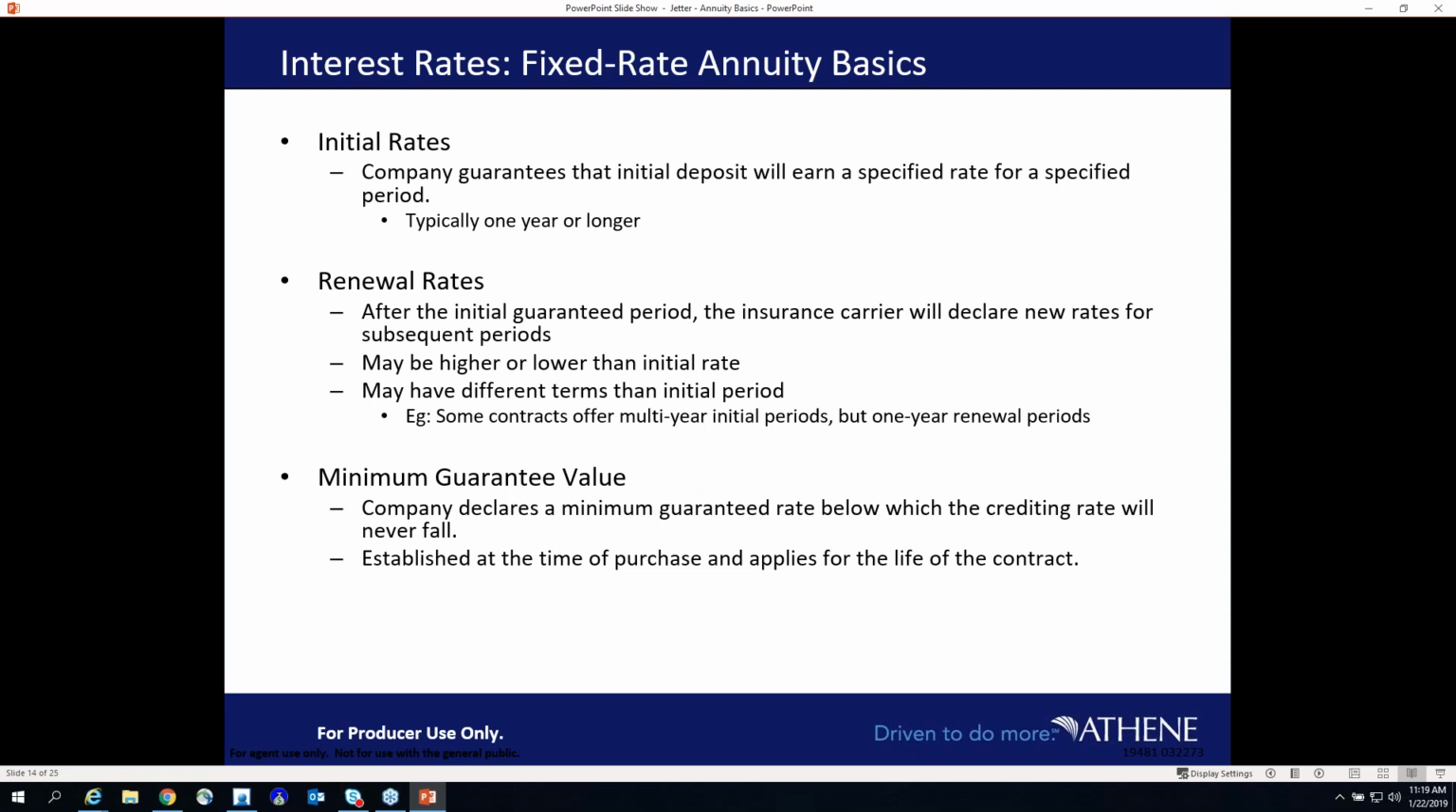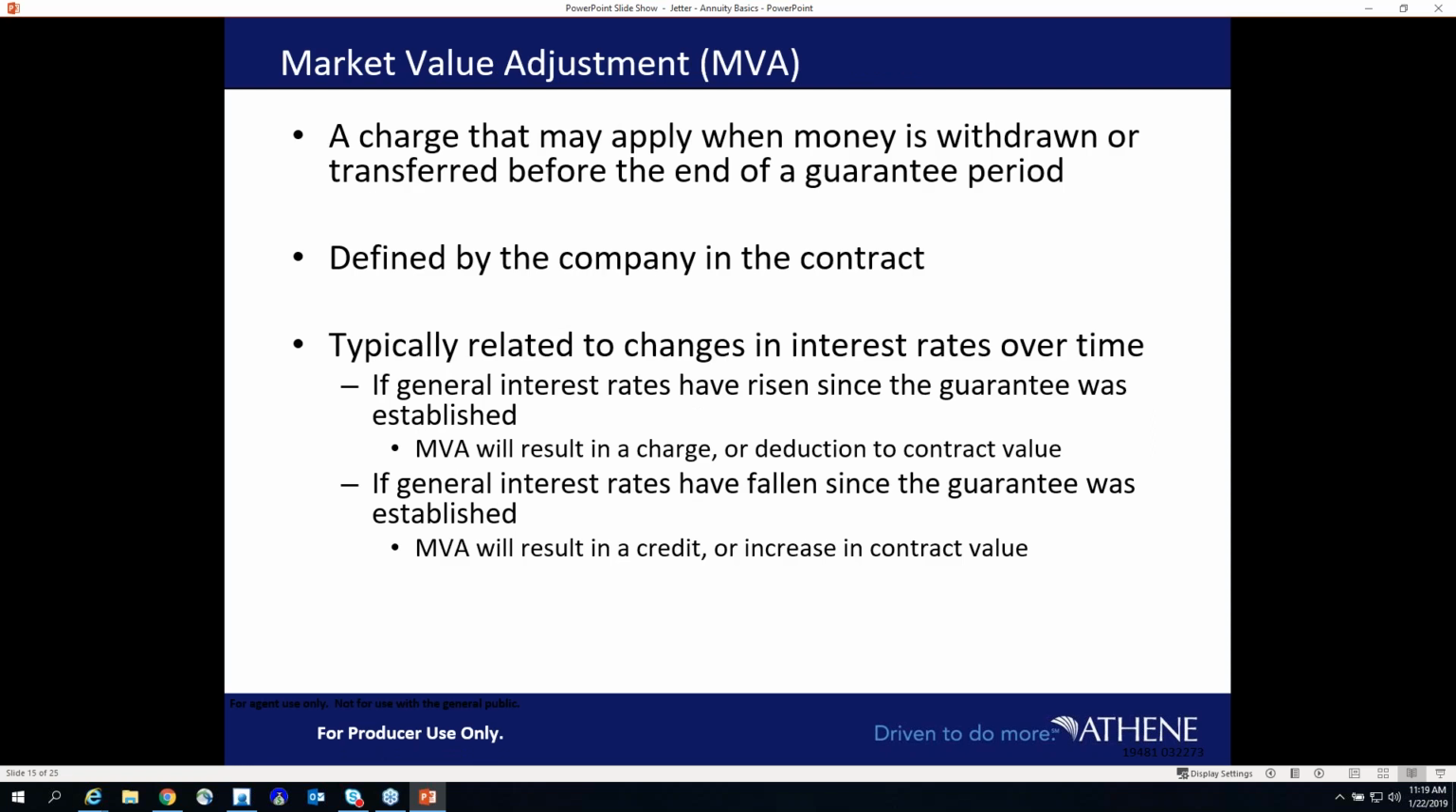They also all offer a minimum guaranteed contract value. The company declares a minimum guaranteed rate below which the crediting rate will never fall. It's established at the time of purchase and applies for the life of the contract.